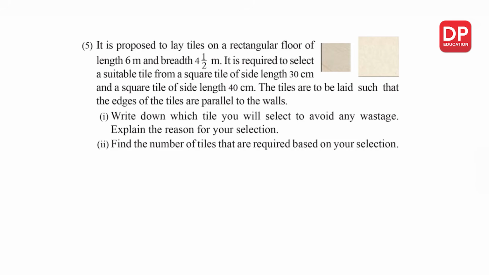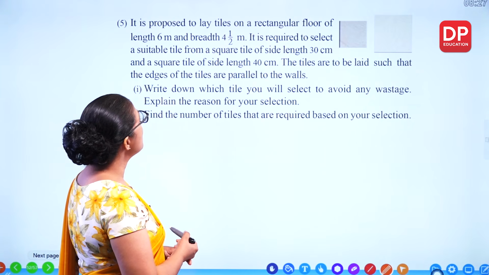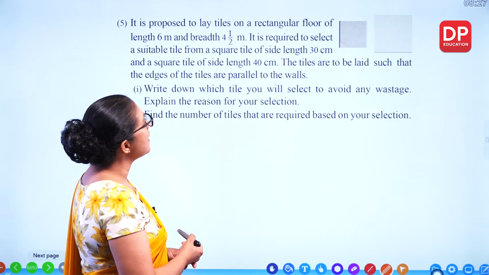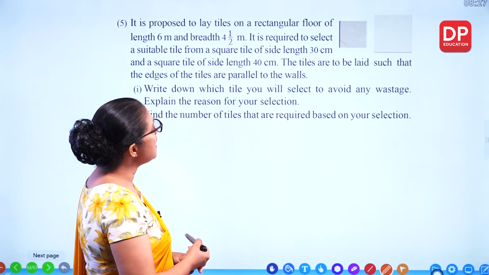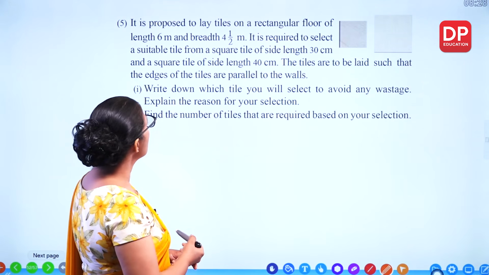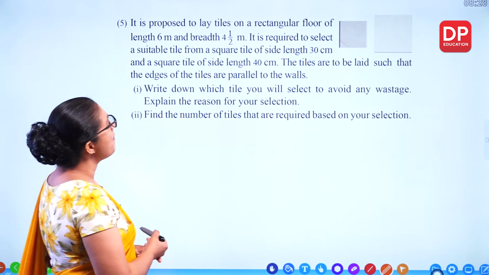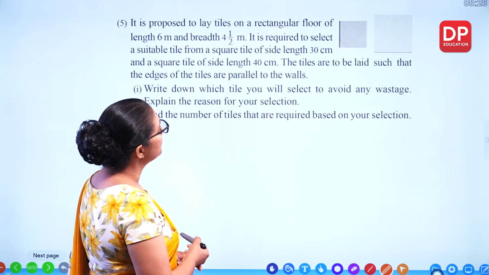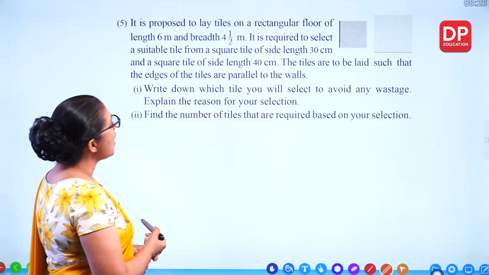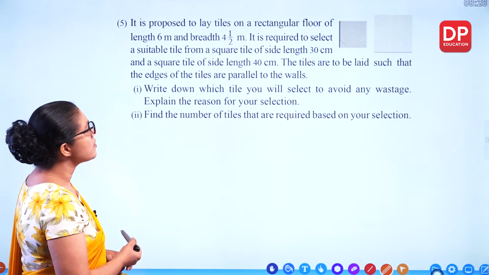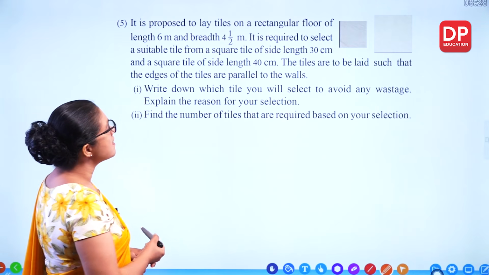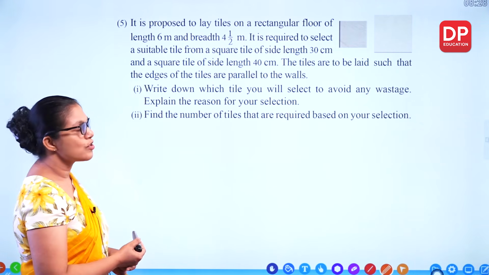It is proposed to lay tiles on a rectangular floor of length 6 meters and breadth 4.5 meters. It is required to select a suitable tile from a square tile of side length 30 centimeters and a square tile of side length 40 centimeters. The tiles are to be laid such that the edges of the tiles are parallel to the walls. Write down which tile you will select to avoid any wastage. Explain the reason for your selection. Find the number of tiles that are required based on your selection.